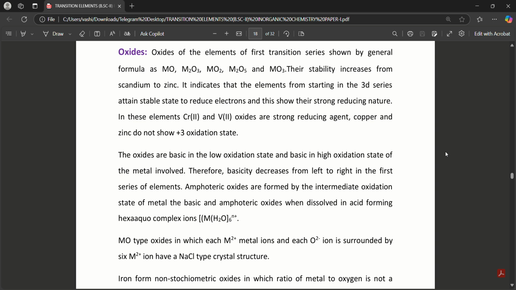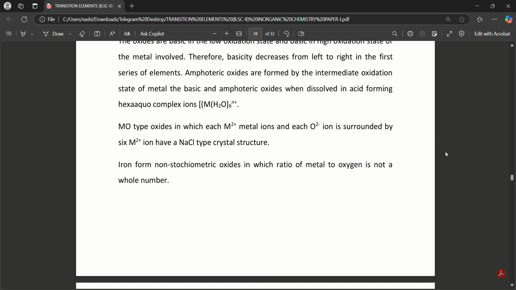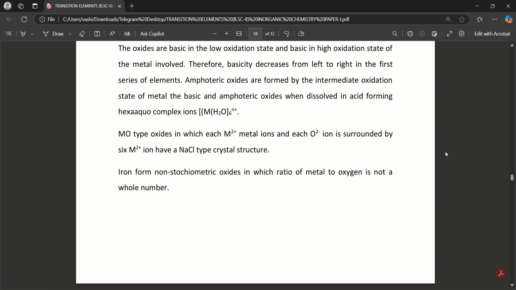The oxides are basic in the low oxidation state and acidic in the high oxidation state of the metal involved. Therefore, basicity decreases from left to right in the first series of elements. Amphoteric oxides are formed by the intermediate oxidation state of the metal. The basic and amphoteric oxides, when dissolved in acid, form hexa-aqua complex ions M(H2O)6 positive. MO type oxides, in which each M2 positive metal ion and each O2 negative ion is surrounded by 6 ions of opposite charge, have a NaCl type crystal structure.